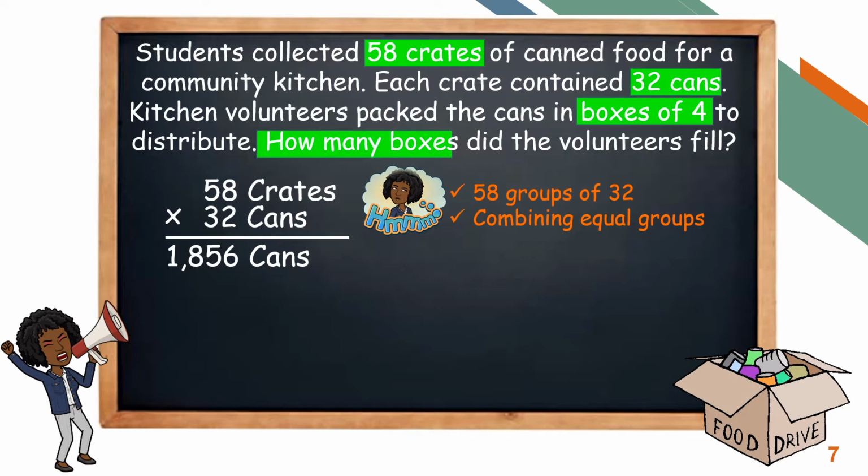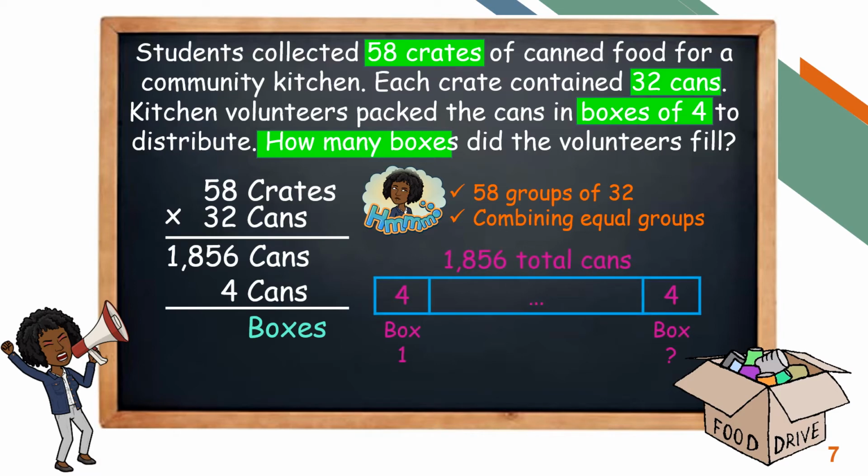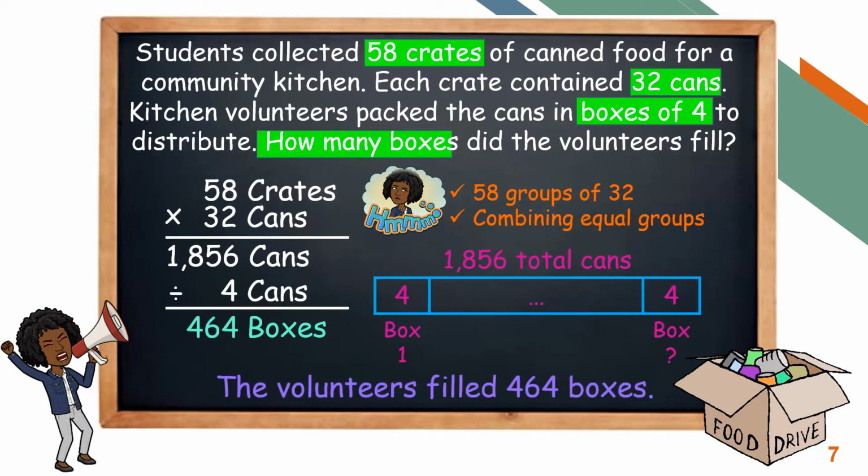I still don't know the number of boxes the volunteers filled, so I'm going to use a model to help with the next part. I know I have 1,856 total cans, and 4 cans are going in each box. So I need to divide 1,856 by 4 to find the answer. 1,856 divided by 4 equals 464. The volunteers filled 464 boxes.